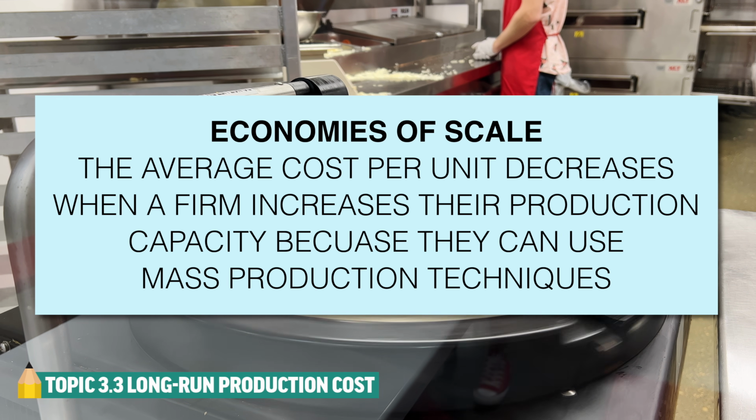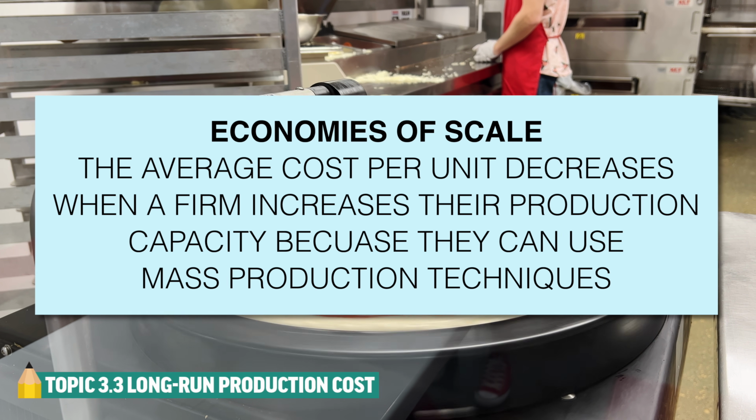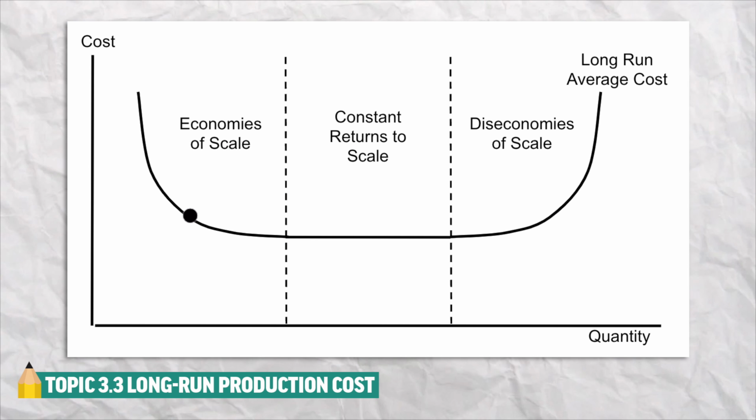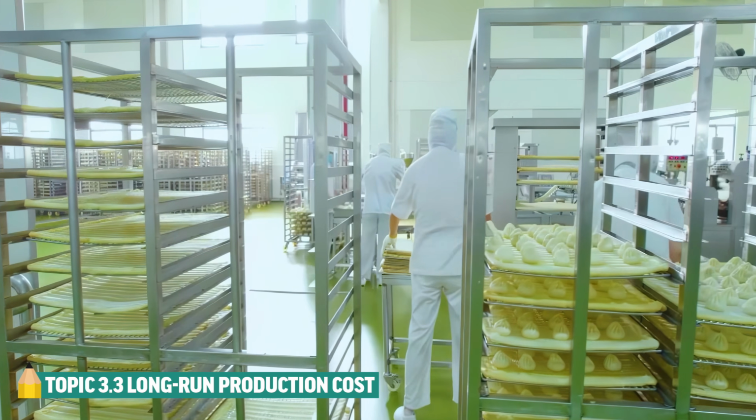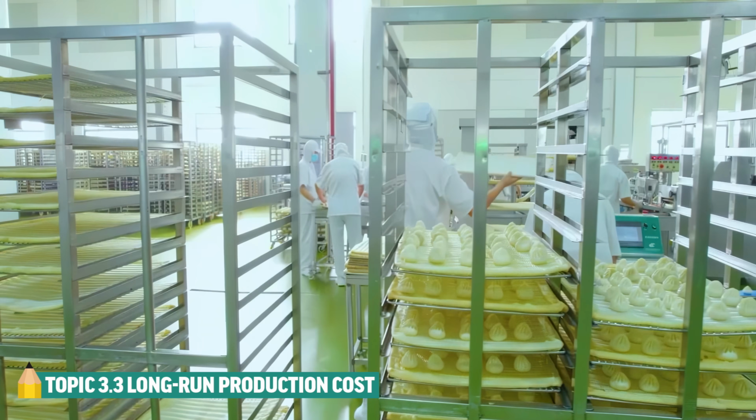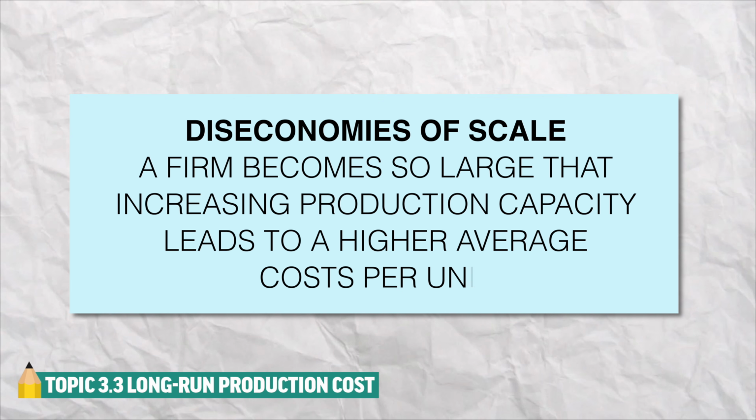As firms increase the size of their business, the average cost per unit is going to fall. Now, at some point, the average cost per unit can't get any lower. This is called constant returns to scale. And eventually, it's possible the average cost for a pizza starts to increase. For example, if you're producing 20,000 pizzas a day in a huge factory, you might need your own generator or a cafeteria, and that's going to increase your cost. This is called diseconomies of scale.